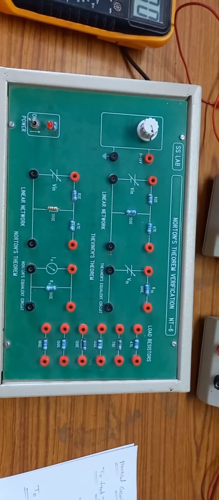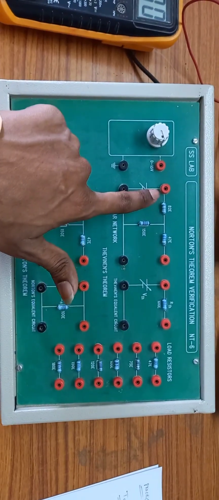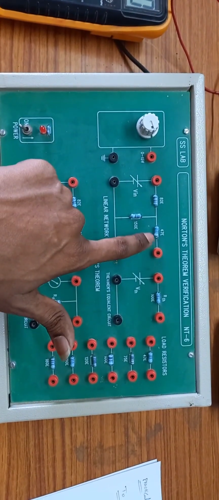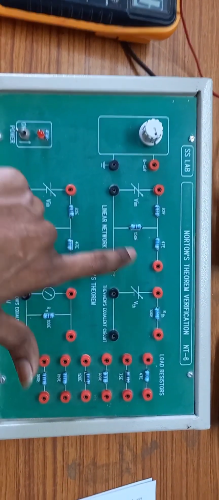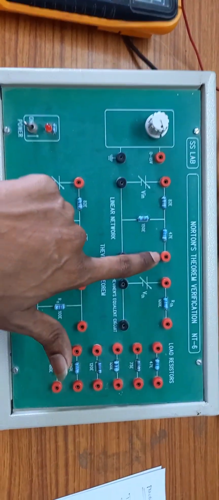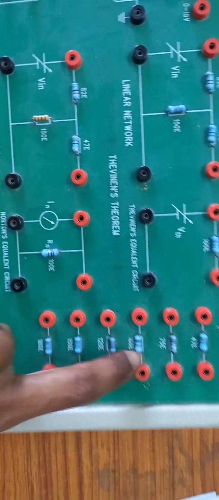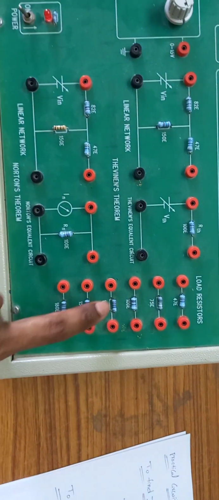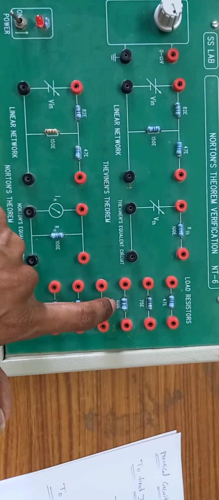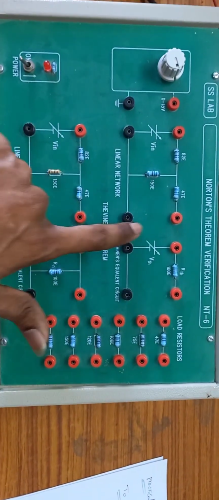Remember, this is our kit, Norton's theorem verification. In this kit you observe R1 resistance is 82 ohms, R3 resistance is 47 ohms and R2 resistance is 150 ohms, and here we are going to take a load resistance of 100 ohms. Here we have many resistances, but I have done the theoretical calculation only for a 100 ohm load resistance. Because of that I am taking only the 100 ohm load resistance here.